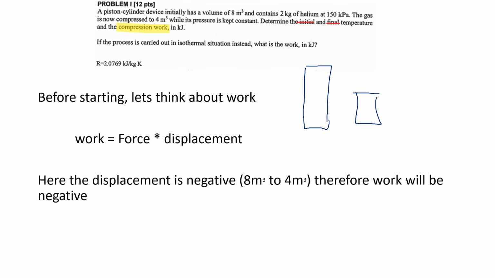So the volume shrank. And work is force times displacement. So here our displacement went from here all the way down to here. So it's negative displacement. Therefore, the work output will be negative, right? If this is negative, this is positive, then this will be negative.